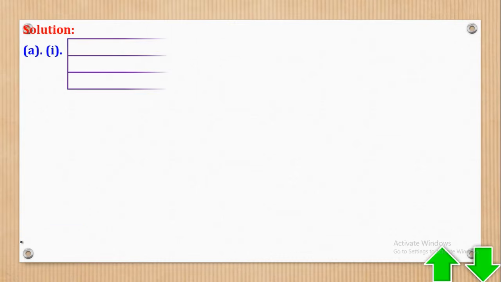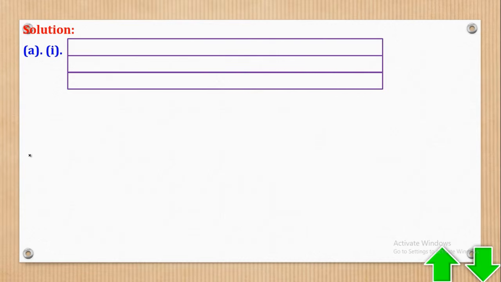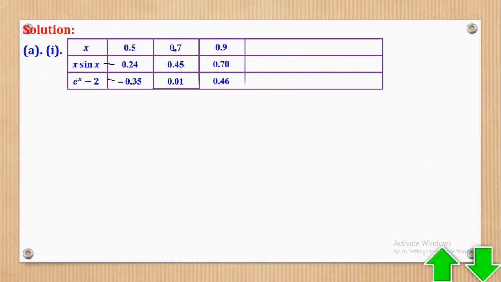So the first thing to do is to tabulate the values of both curves. We shall have a row of x, a row of one function which is x sine x, and another function which is e^x minus 2. So when x is 0.5, this one gives me that and this one gives me that. When x is 0.7, I'll come up with that and that. When x is 0.9, I'll come up with that and that.